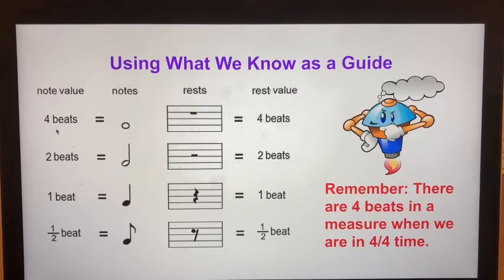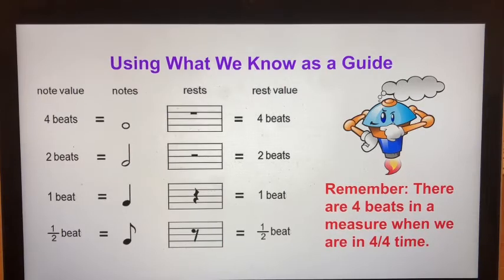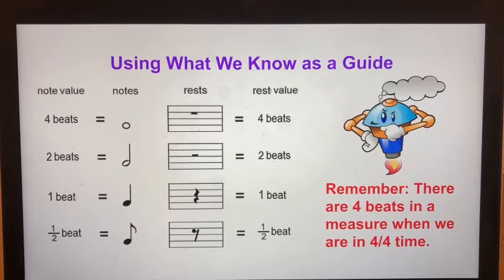So remember from our last lesson, there are 4 beats in a measure when we are in 4/4 time. Now that's really important when you're composing a song. You have to make sure that you use just 4 beats in each measure. It can't be any less and it can't be any more. Let's see what that looks like.